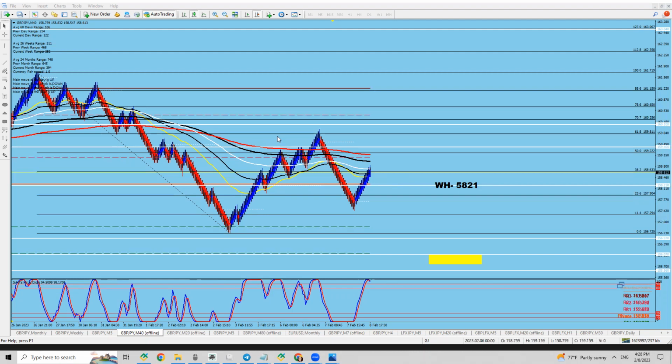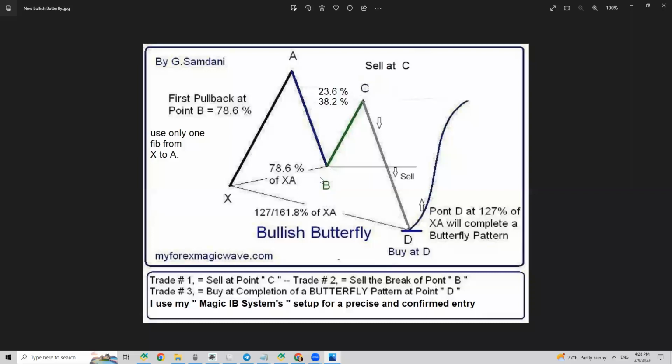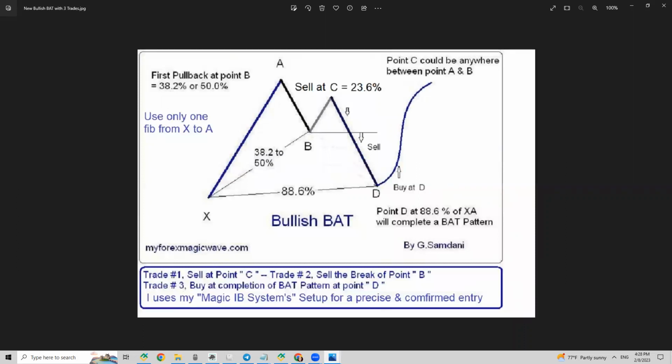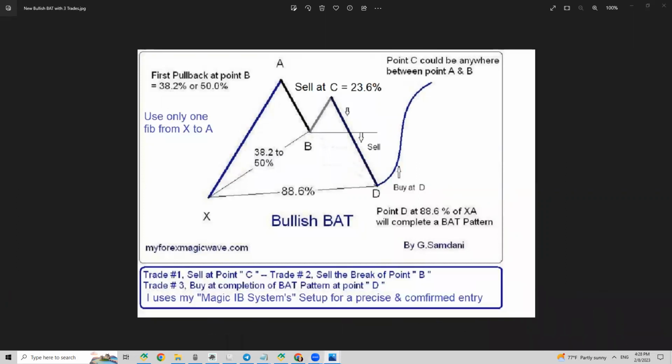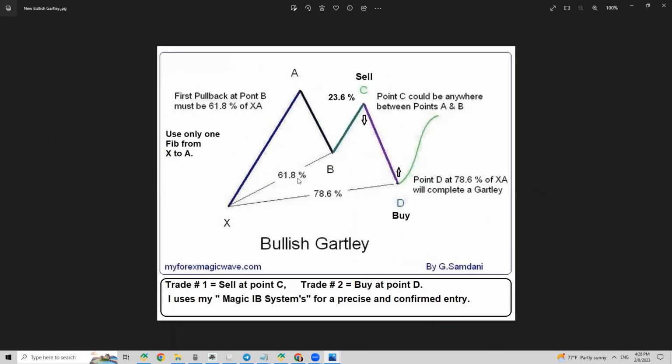No, no, John. The butterfly pattern is different, bro. Here, this is the butterfly pattern. The first pullback is 78. But what if we have this at 61%? Oops. What the heck? Why do I have those two? This is what it is.